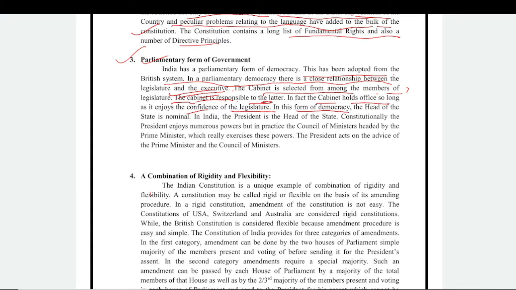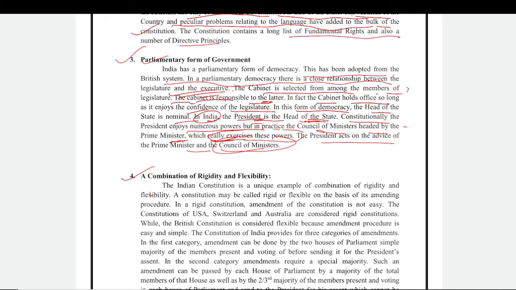In this form of democracy, the head of the state is nominal, and in India, the President is the head of the state. Constitutionally, the President enjoys numerous powers, but in practice, it is the Council of Ministers headed by the Prime Minister which really exercises these powers. All these powers are really exercised by the Prime Minister, but the head of the state is the President. The President acts on the advice of the Prime Minister or the Council of Ministers.